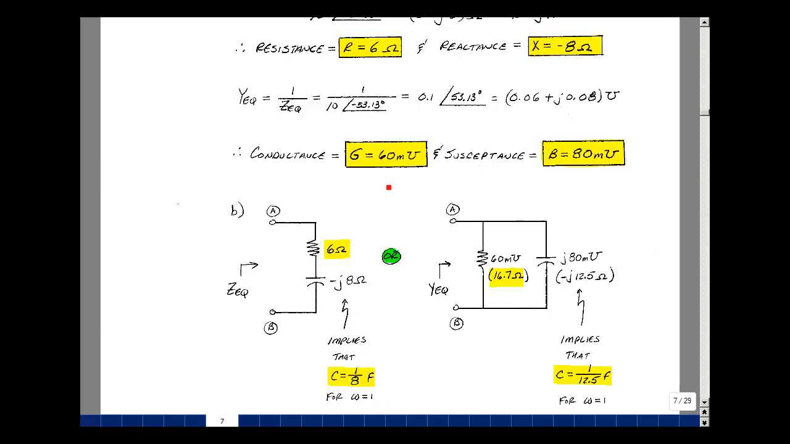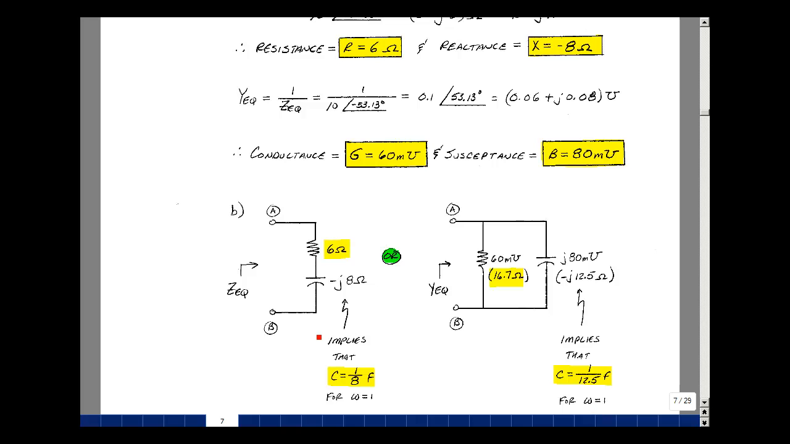We could also take this result, which is our reciprocal of our impedance, and we'll be adding these two together like we added conductances in parallel in the time domain. So we'd have 60 millimhos. Now the reciprocal of that is 16.7 ohms, and then this would have an admittance of plus j 80 millimhos. Take the reciprocal of that, you get a minus j 12.5 ohms, which would correspond then to a capacitance of 1 over 12.5 farads. In other words, minus j over omega C would give you the 12.5 divided by 1.